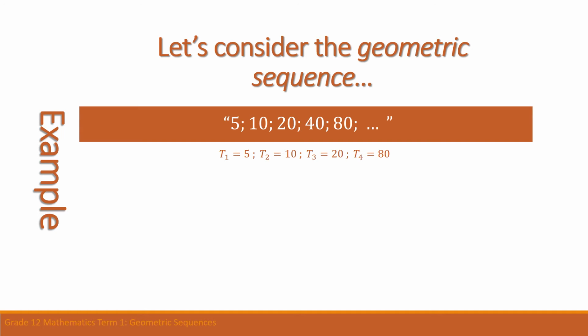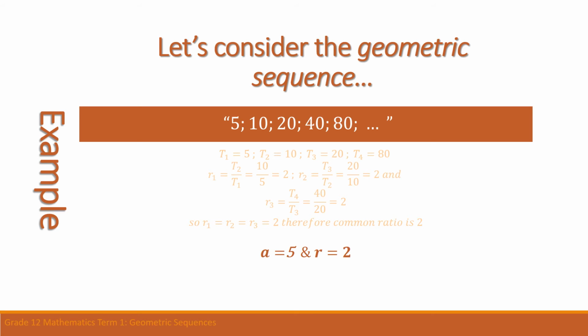So term 1 equals 5, term 2 equals 10, and term 5 equals 80. To calculate the common ratio, we have R1 equals term 2 over term 1, which is 10 divided by 5 equals 2. And then R2 will be given by 20 over 10, which is 2. If we continue, we can see that our common ratio equals 2, because R1 equals R2 equals R3.